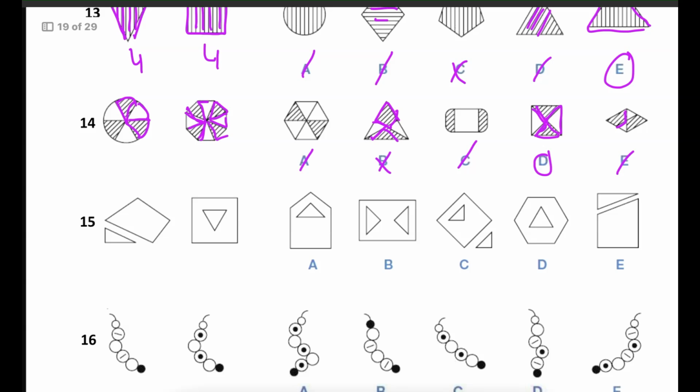Question 15, we've got a triangle and a quadrilateral. So the answer has got to have one triangle and one quadrilateral. Not A because it's one triangle and a pentagon. Not B because there's 2 triangles. Not C because there's 2 triangles. Not D because there's a hexagon, not a quadrilateral. So the answer is E. 1 triangle and 1 quadrilateral.